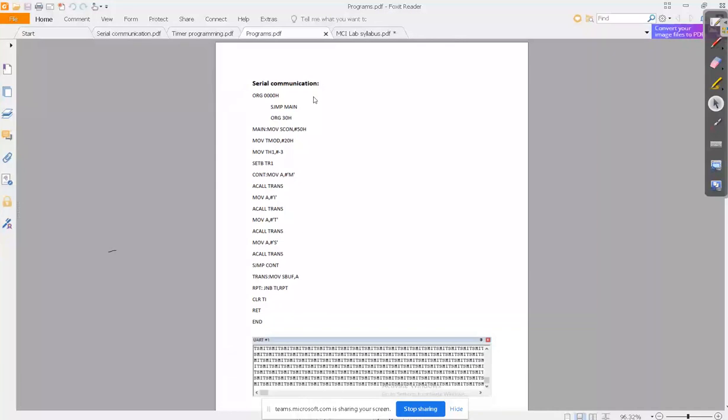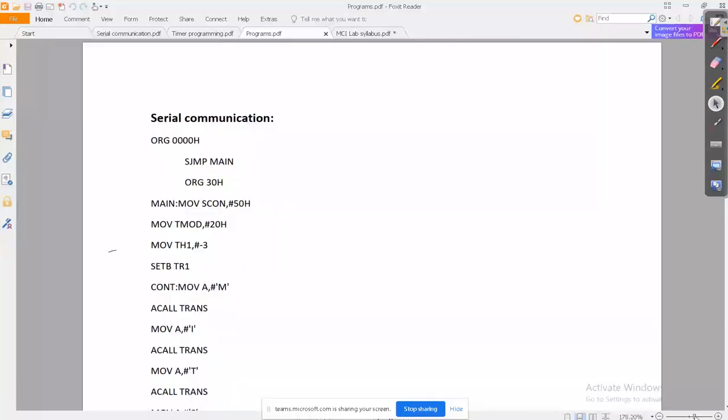That is our next topic, serial communication. So before getting into serial communication, we have to see some theory. Why? Because here we will work on some registers, only registers, that is timer registers and so on.